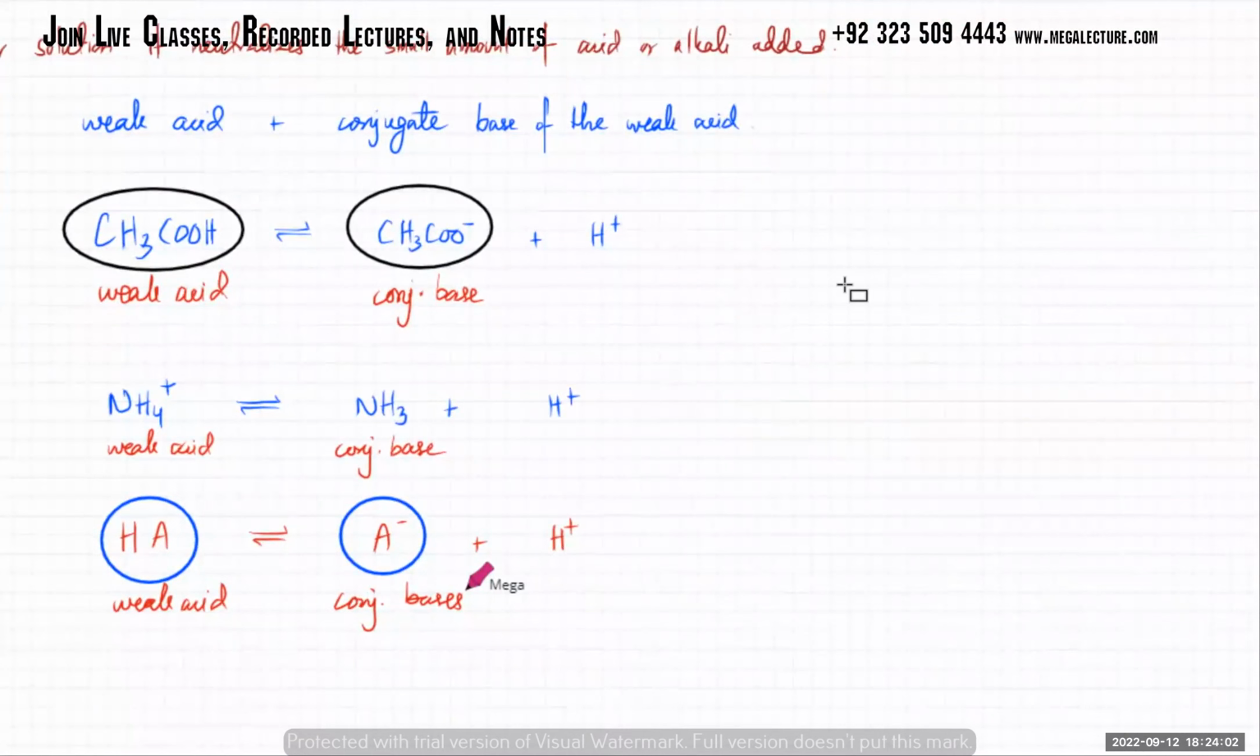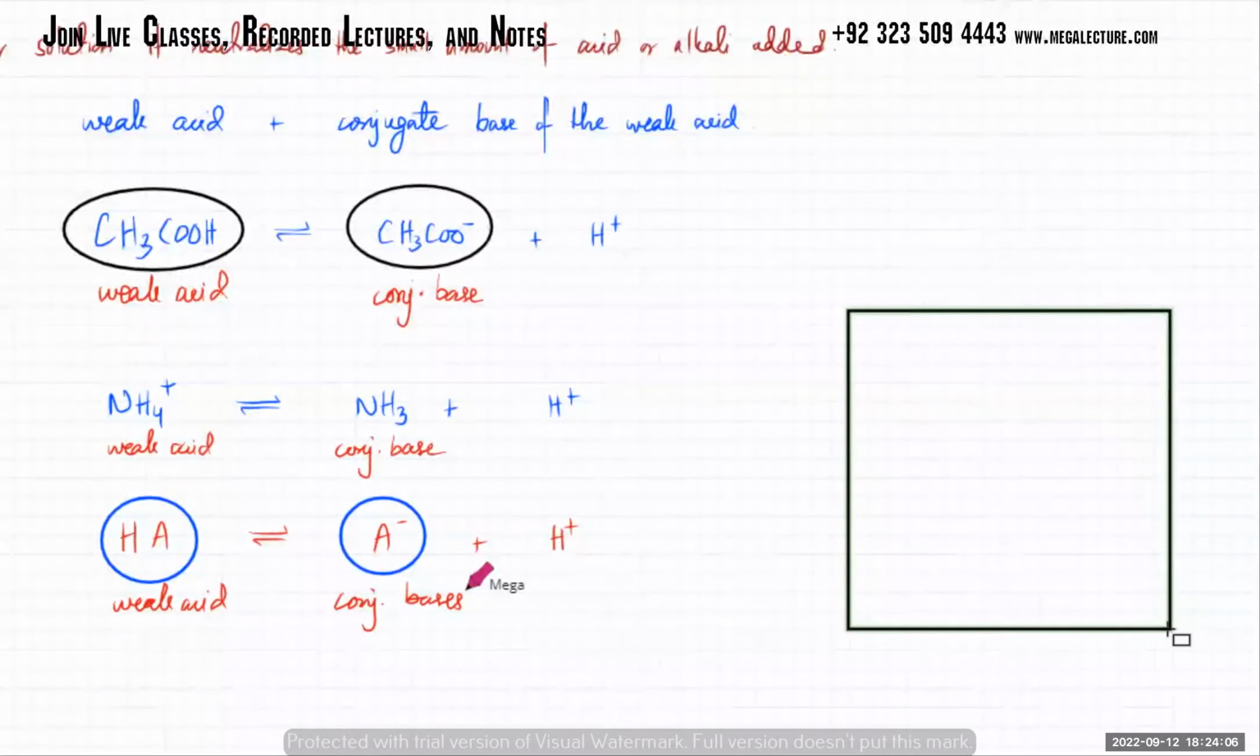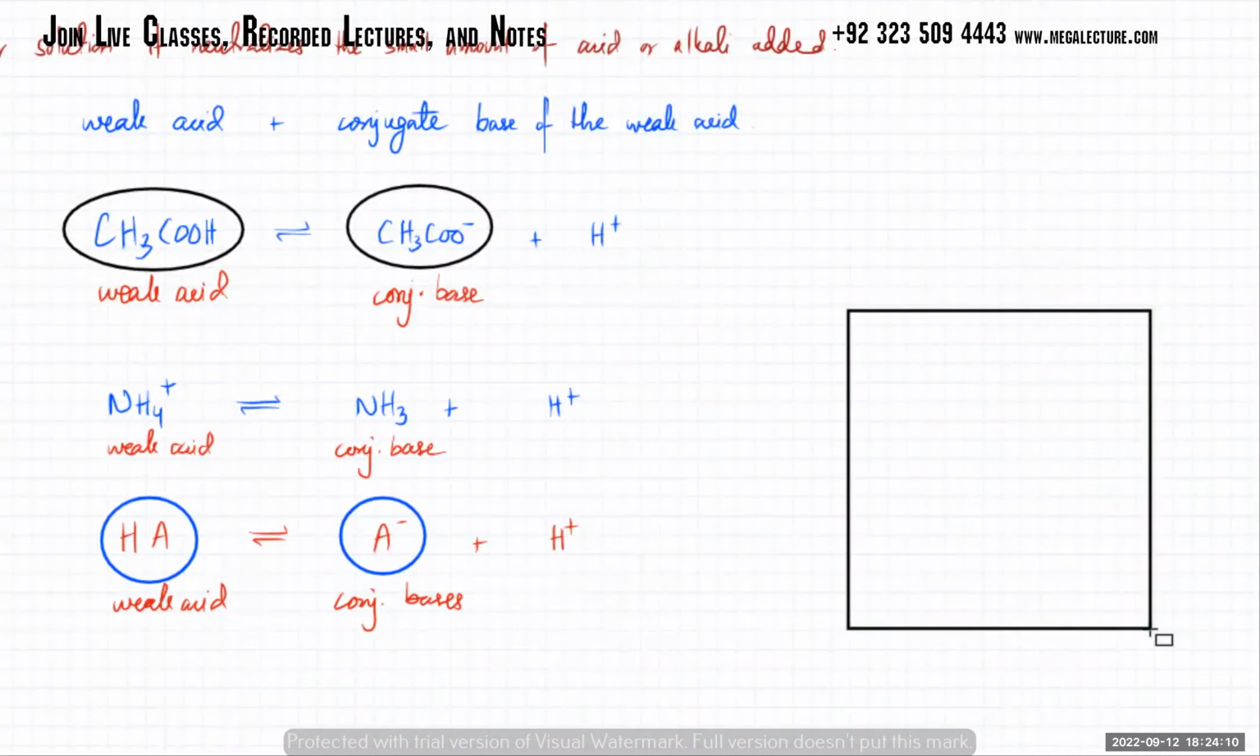So remember, he was asking for the equations. So I've got a beaker over here. And let's imagine that the beaker has a lot of ethanoic acid in it. So there is CH3. Let's say there are 3 molecules of ethanoic acid.